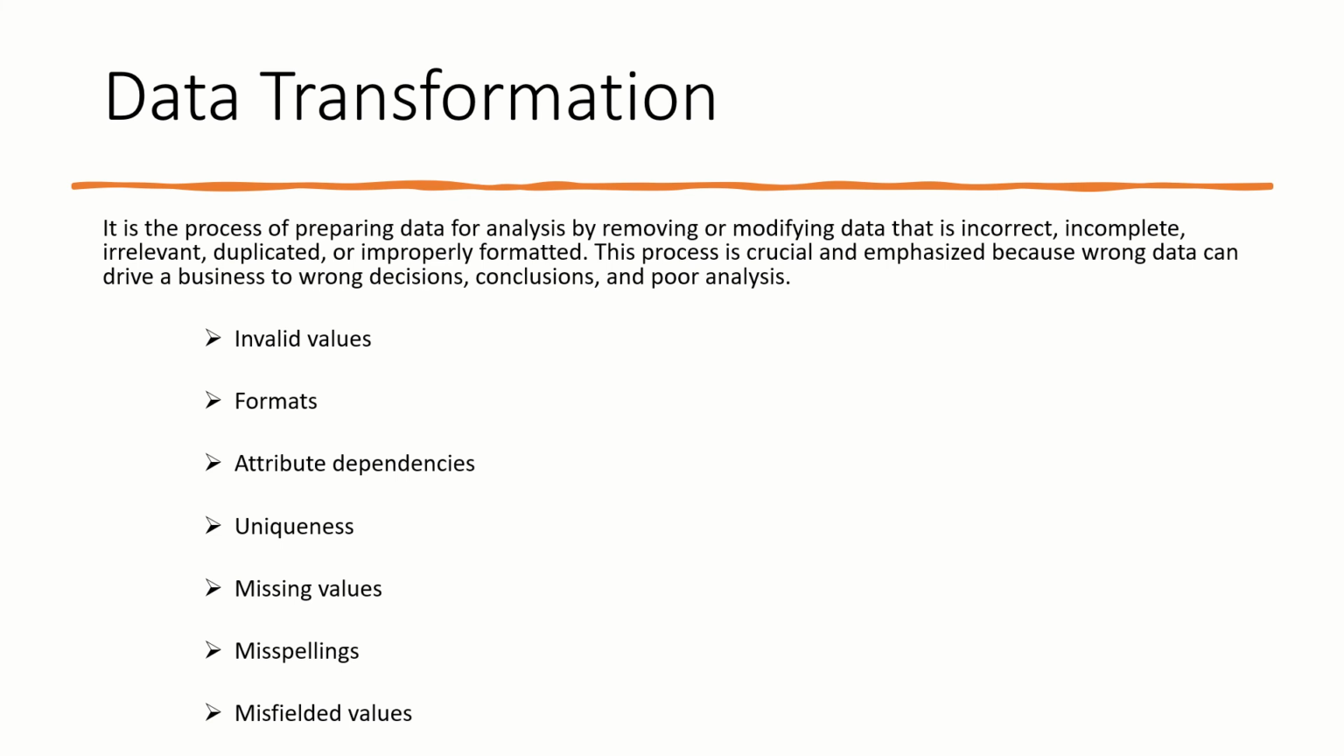Data transformation is a process of preparing the data for analysis. We just remove the data or we modify the data so that we ensure that there is data correctness and data completeness. So we have a lot of things when we talk about data quality, like there could be invalid values, there could be different formats for a specific feature, uniqueness, missing values, there could be duplicate values, there could be misspellings. These are some data quality issues that we may face.